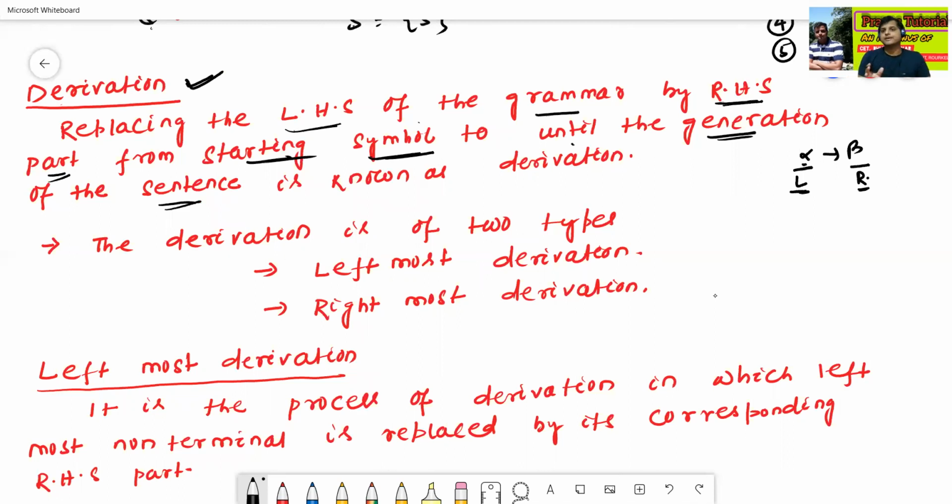Now we'll try to understand with the help of one example the meaning of derivation and its types. Derivation is of two types. The first is called leftmost derivation. The second is called rightmost derivation. So what is the meaning of leftmost and rightmost derivation?